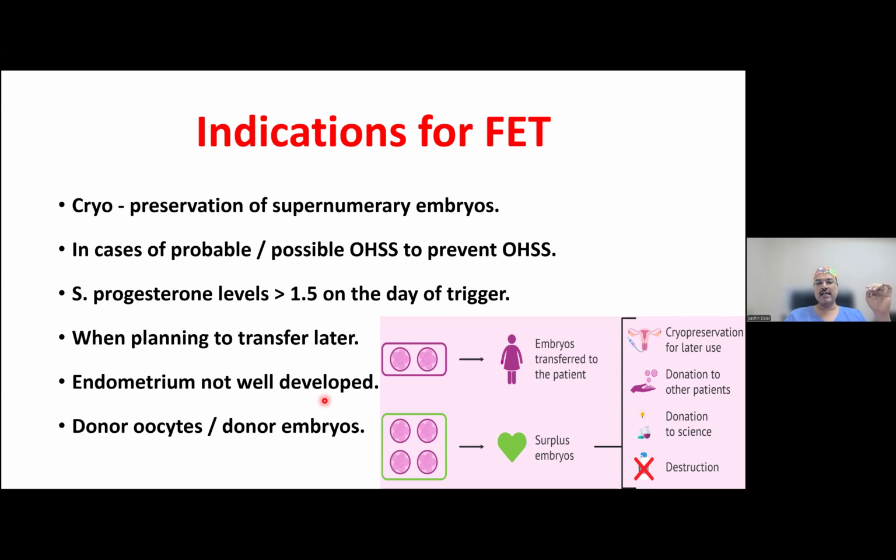Endometrium, if it's not well developed, can sometimes happen when you've given a high dose of gonadotropin; the endometrium does not look nice. It goes out of sync. So in such cases, you might want to do a FET. And of course, for donor oocytes and donor embryos, because what actually happens is if we try to match the donor oocyte cycle or the donor cycle with the recipient cycle, it causes a lot of stress. It is better to just freeze the embryos and do a frozen embryo transfer in the subsequent cycle.